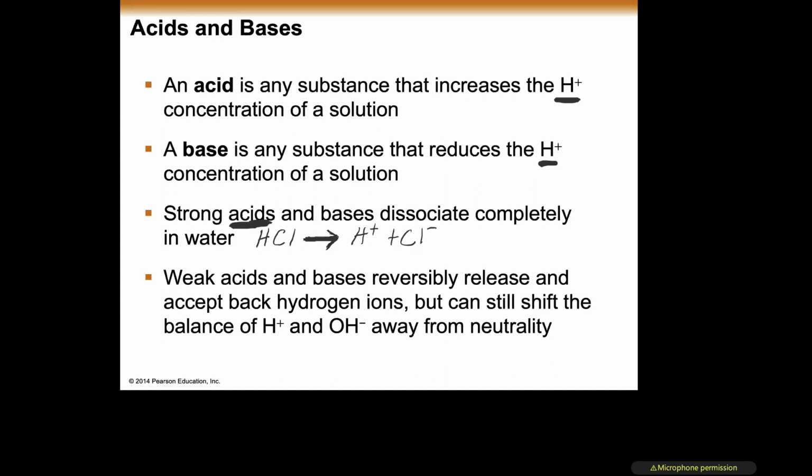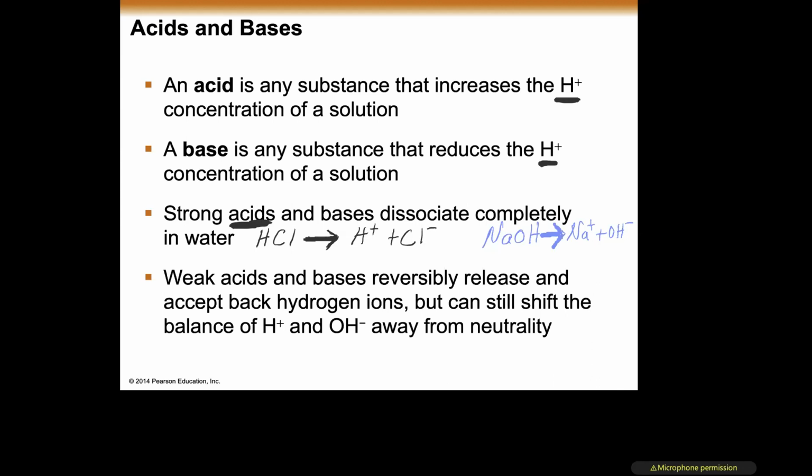An example of a strong base would be sodium hydroxide. Sodium hydroxide is going to dissociate into sodium plus and OH minus. Once again, it is a strong base because the direction of the reaction goes in this direction and it doesn't go back. Versus weak acids and bases, which are reversible. They go back and forth and back and forth.